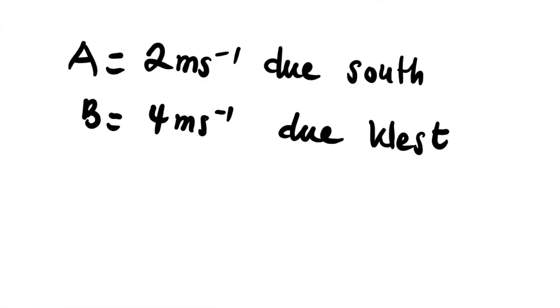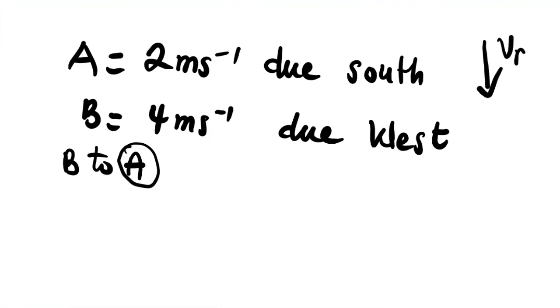Let's solve another question like this one. They say A is moving due south, 2 meters per second, and then B is moving 4 meters per second due west. So we have to find the velocity of B relative to A. Let's reverse this. Now A is the observer. But we need to represent this. Due south. South is down, right? A is south, so VA.